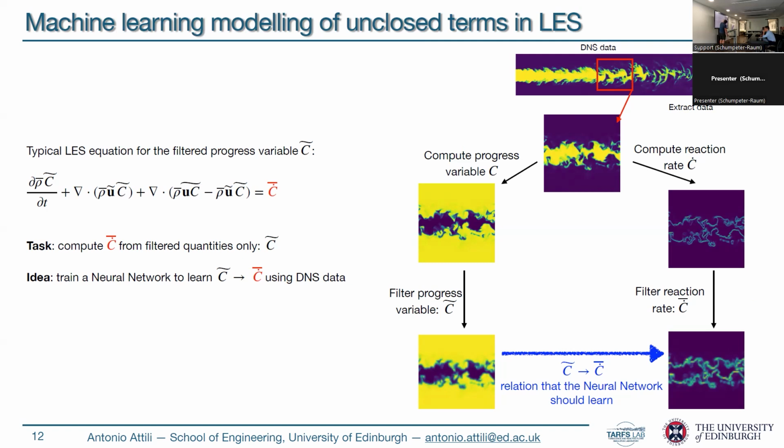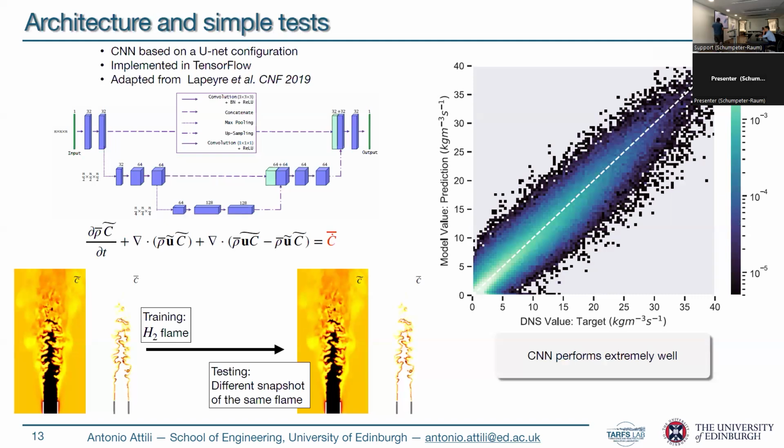You take the DNS data, you compute the reaction rate, you filter your stuff, so you have a set of training data for the filtered C and for your quantity of interest that you need to close, and you train a neural network with an input and output, right? We did this with a CNN using a certain architecture. The details are not very important. Actually, this is the CNN we use. It's a fairly simple CNN developed by Corentin Lapierre in Surfax.